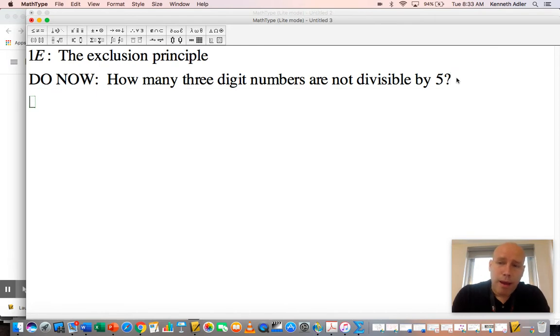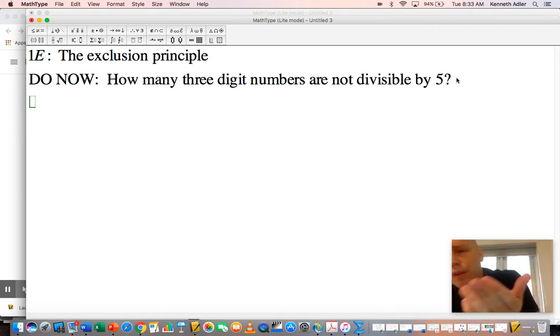Okay, so we're back. So you're like, that's a big deal. There's so many numbers. And so you say to yourself, you know what? The idea behind the exclusion principle is that maybe it would be easier for me to first find out how many 3-digit numbers there are, and then exclude the numbers that are divisible by 5, because that would be easier. And that's the idea. So if I tell you to find A, you find how to find not A.